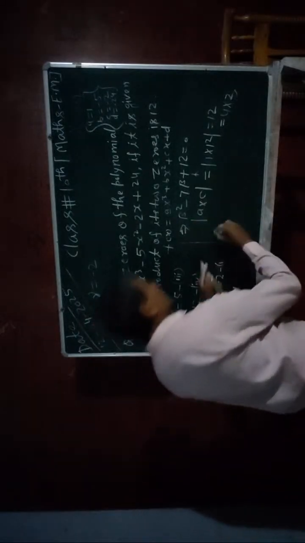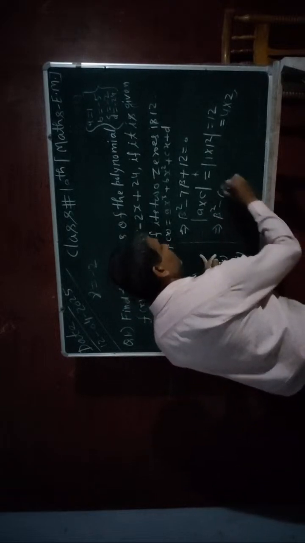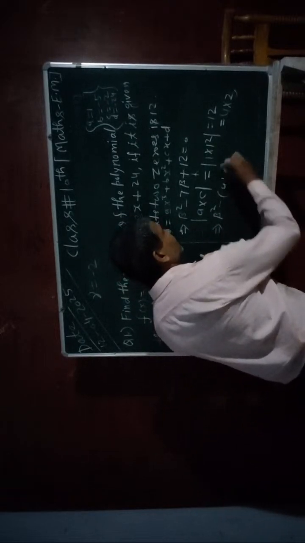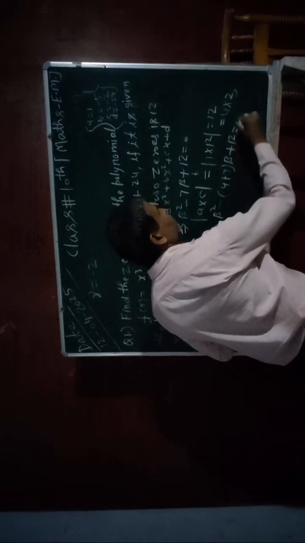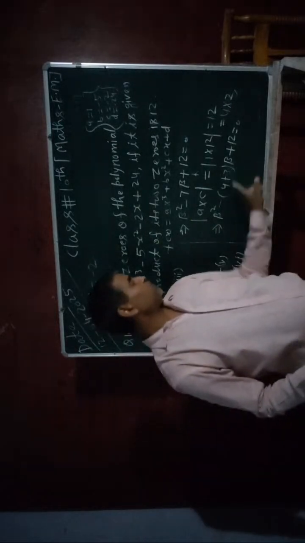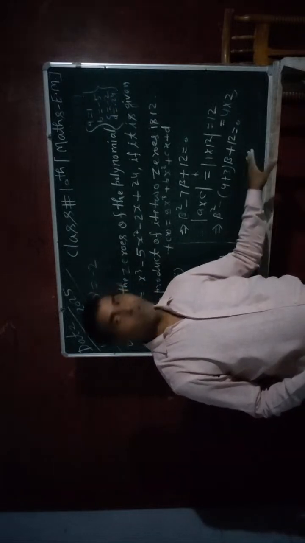12 is available, that is the product of two values. Now I will arrange it like this: beta square, in the bracket I will write 4 plus 3, into beta plus 12 which is equal to 0. Okay student, further I will multiply beta with 4 and beta with 3. After multiplication we will simplify it.